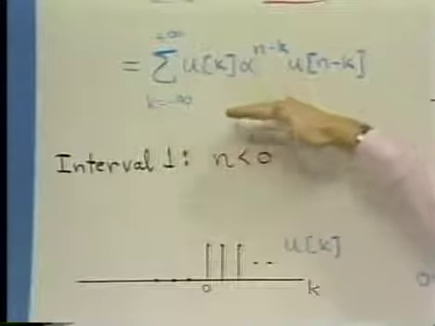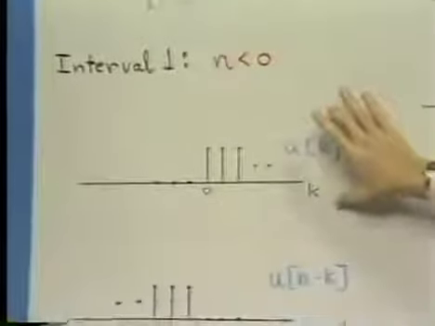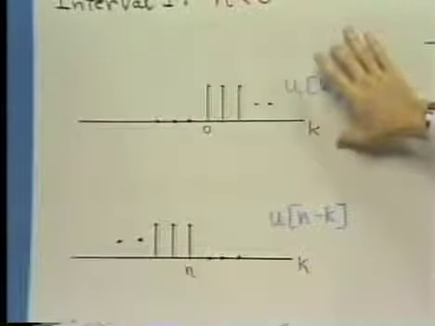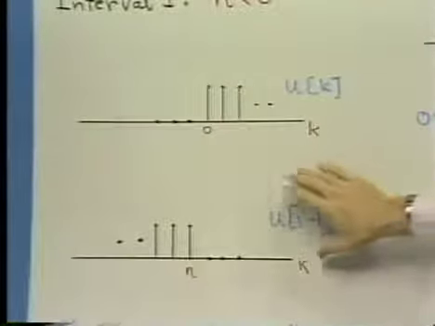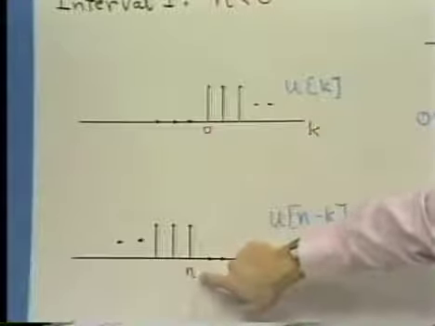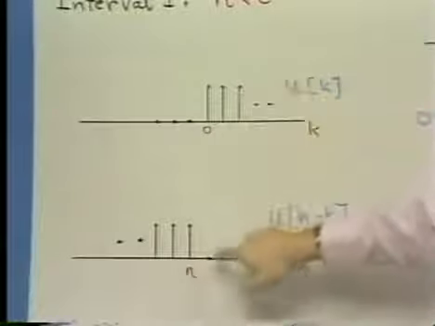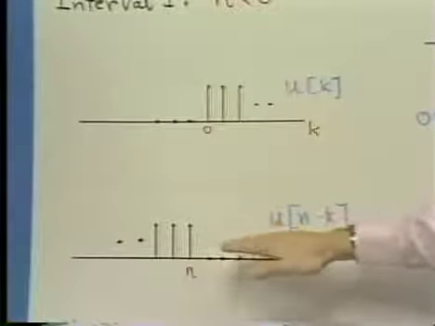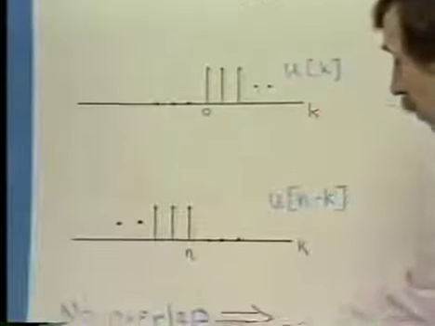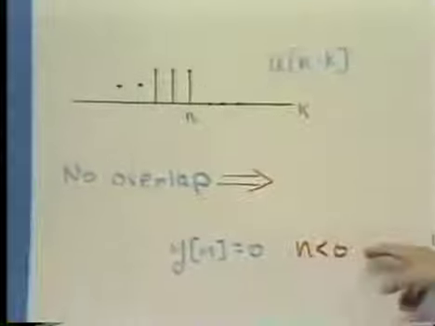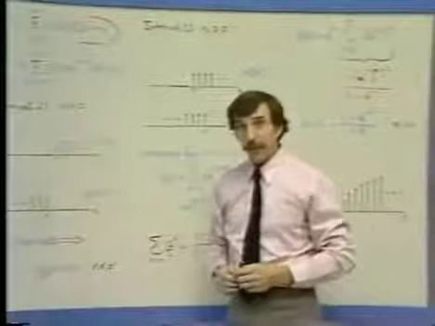Let me just stress that by looking at the particular graphs. Here is the unit step u of k. Here is the unit step u of n minus k. And for n less than 0, so that this point comes before this point, the product of these two is equal to 0. That means there is no overlap between these two terms, and so it says that y of n, the output, is 0 for n less than 0. Well, that was an easy one.